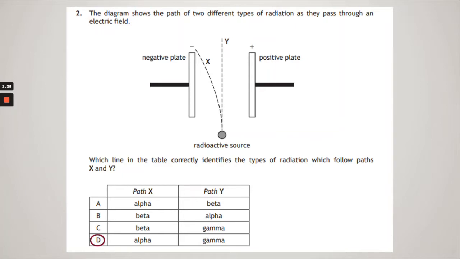The correct answer for that one is D. So Y goes straight through between the negative and positive plate, meaning Y must have no charge, so Y must be gamma, so that gets you down to C and D. And X is attracted to the negative plate, so remember opposites attract in chemistry, so X must be alpha because alpha is positively charged, so the positive gets attracted to the negative plate.